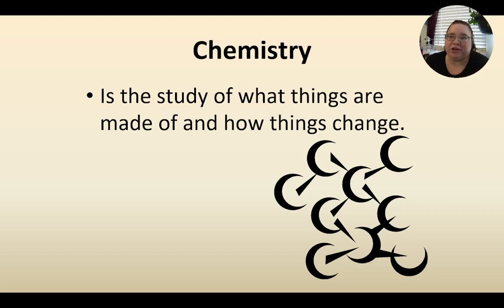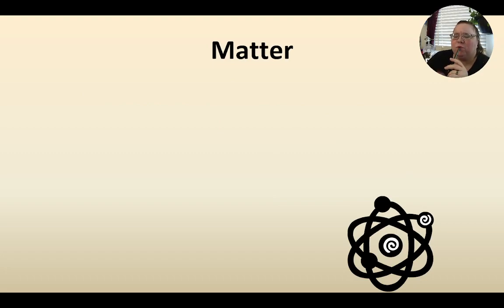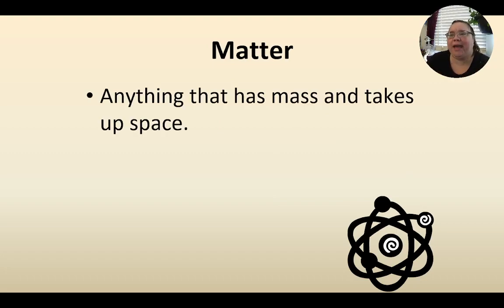So what is chemistry? Well, chemistry is the study of what things are made of and how those things change. So simply put, it's the study of matter and its changes. Now, what is matter? Well, matter is anything that takes up space and has mass. So it has to have both, it has to occupy space and have mass.